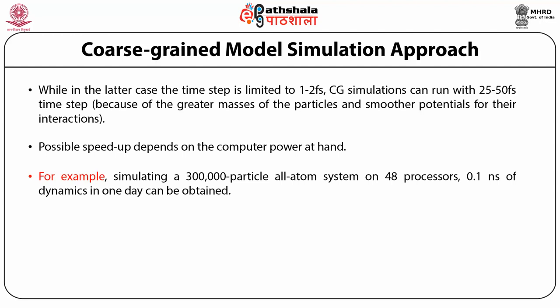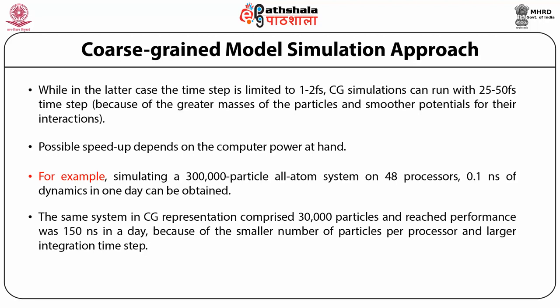For example, simulating a 300,000-particle all-atom system on 48 processors, 0.1 nanosecond of the dynamics is a 1-day process. The same system in CG representation comprises only 30,000 particles and reaches performance of up to 150 nanoseconds in a day. So based on the computer system, this simulation can be done in an effective way.